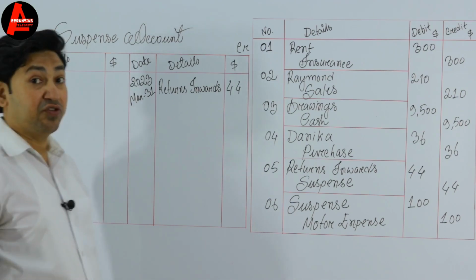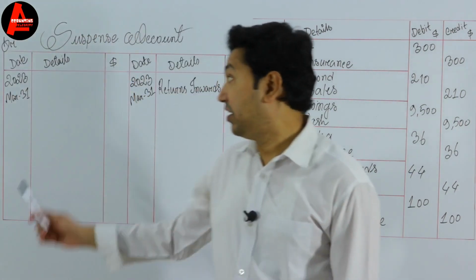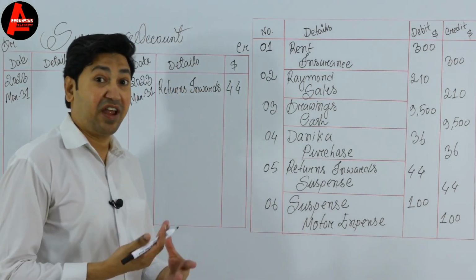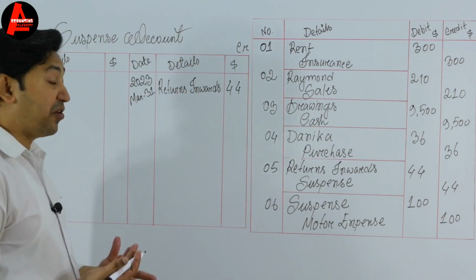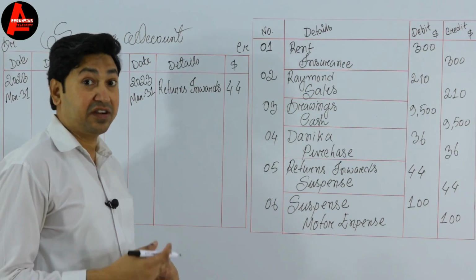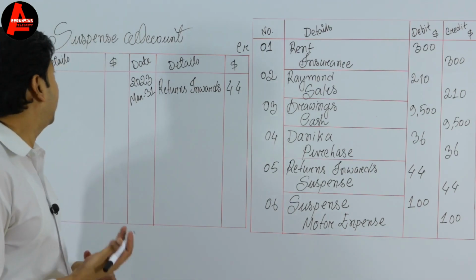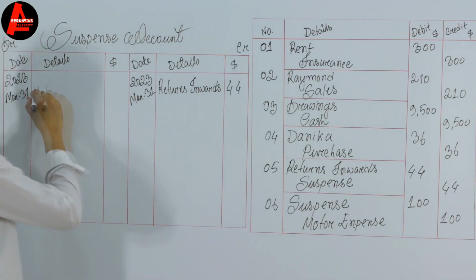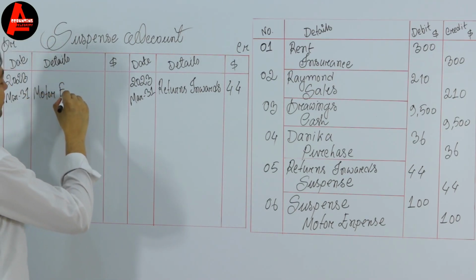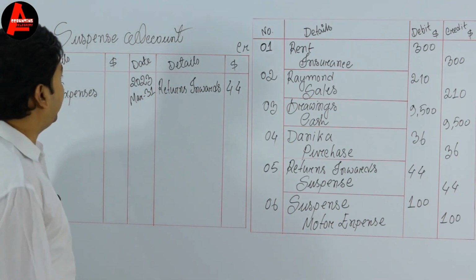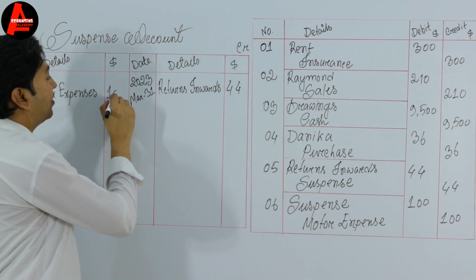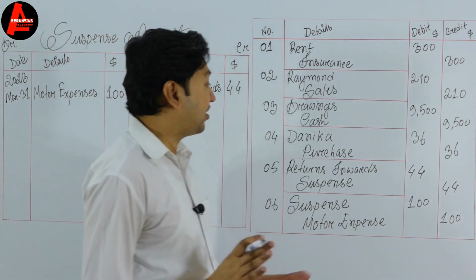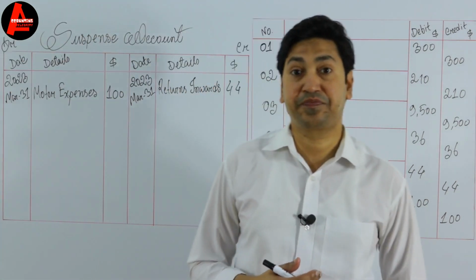Now you tell me what to write in the detail column. If you said motor expenses, you are absolutely correct. Why motor expenses? This is the opposite account. The corresponding account we will write in the detail column. So let us write here motor expenses. So here the amount is $100, okay, finished. We included these 2 transactions.